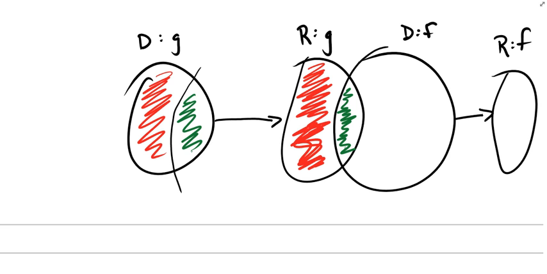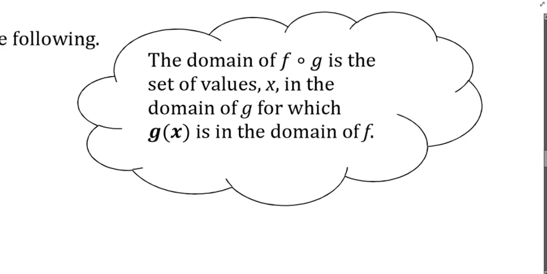So what about the green part? The green part is in the domain of g, and its output is positive, so that works for f. So it's good. But the domain of the entire function f of g is just that green part. It's the x values that we plug into g whose output fits f. It's very tricky, and it's something you need to think about a few times.